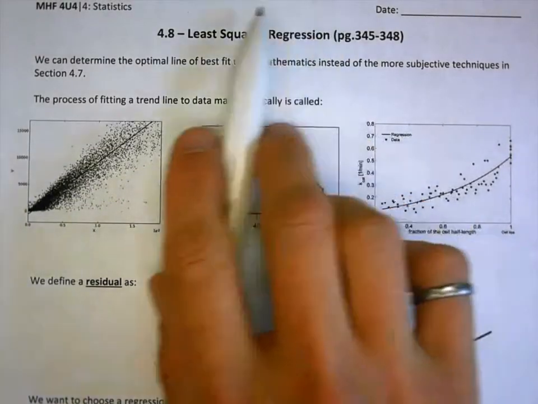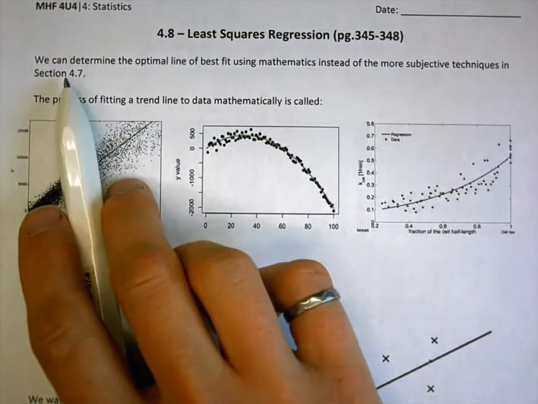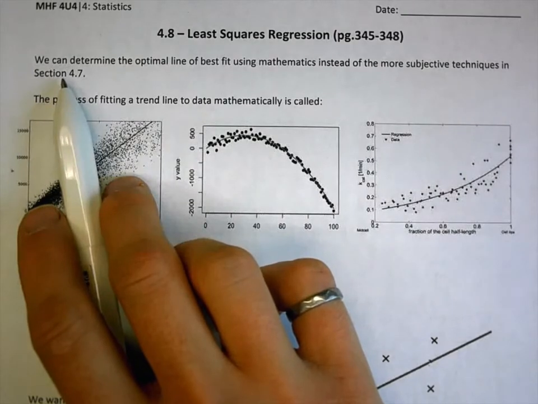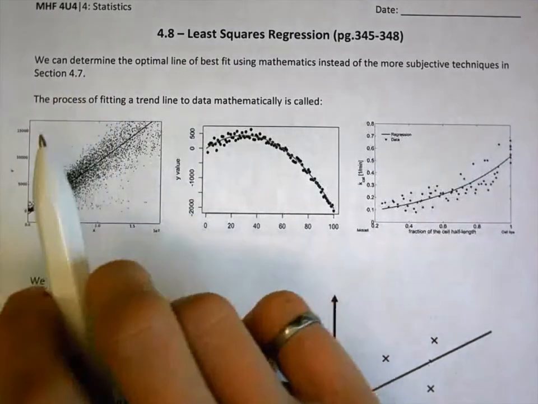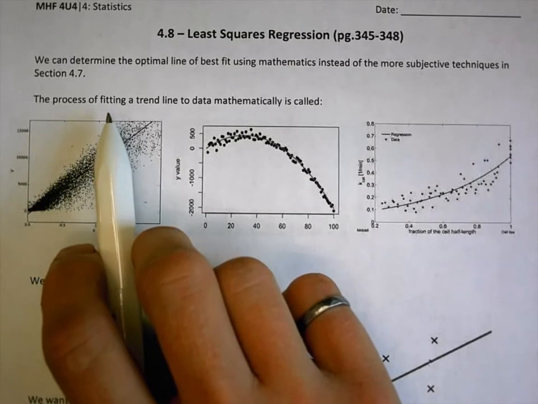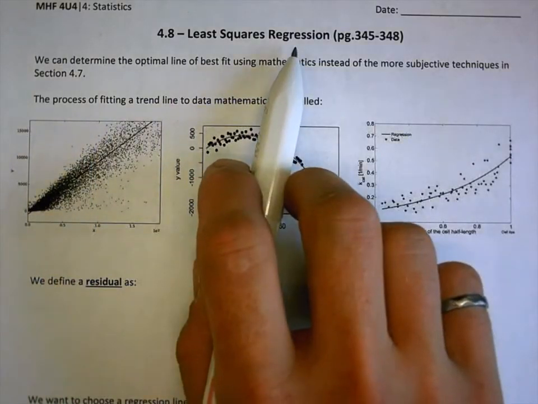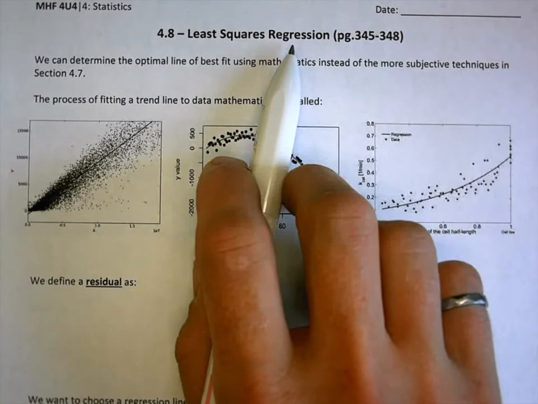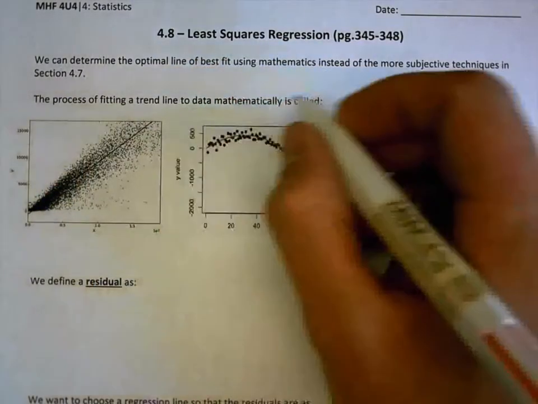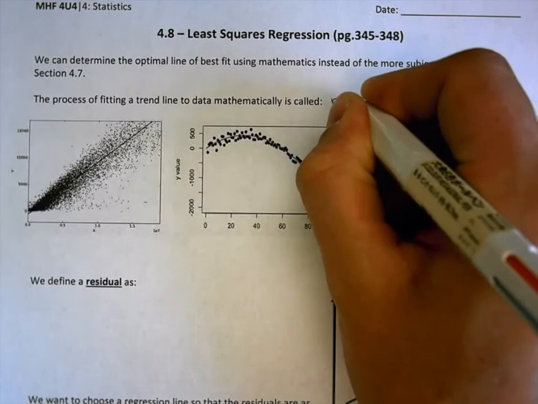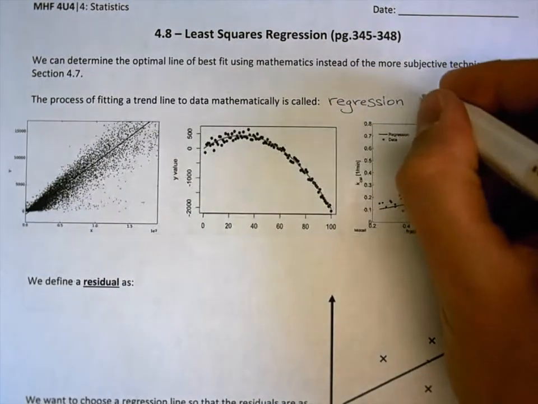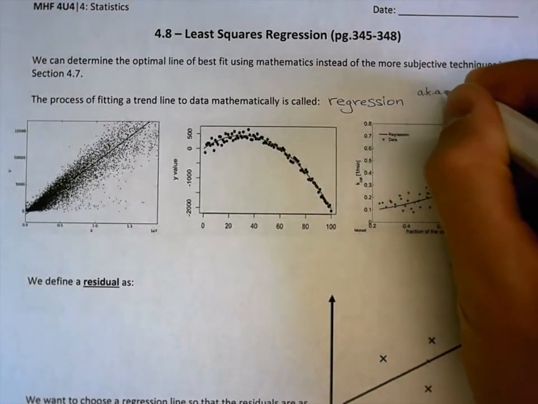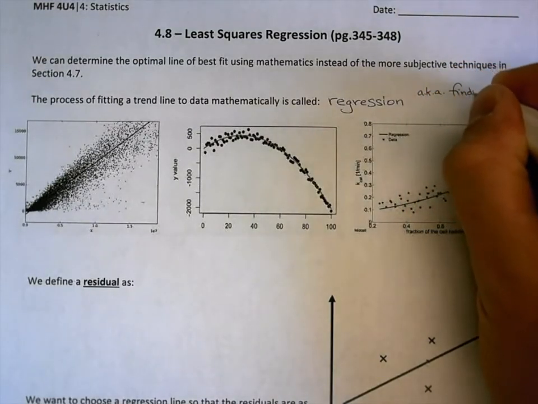Now if you remember in the last lesson, 4.7, we looked at finding the line of best fit and some different ways of calculating it. This was okay, but the problem was that it was a little bit subjective. Everyone's line of best fit might be slightly different depending on the points you chose. So today we're going to find a more robust way of finding the line of best fit, which is called regression. That's the process of fitting a trend line to data mathematically. Regression is the kind of adult term. Another way of saying this is that we're finding the line of best fit.